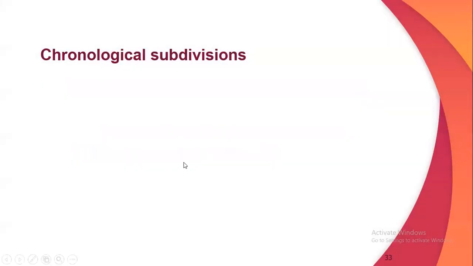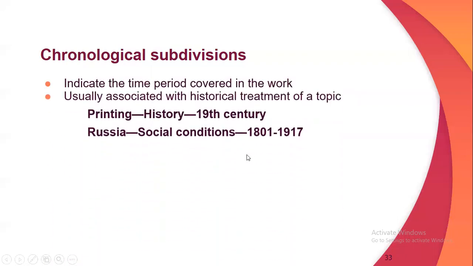Next is chronological subdivision. Chronological subdivisions are also referred to as period subdivisions. Used for the time period covered in the contents of a work, they should not be confused with the publication date of the work. So usually associated with historical treatment of a topic: printing, history, 19th century; Russia, social conditions, 1801 to 1917. In most cases, chronological subdivisions follow the subdivision history.